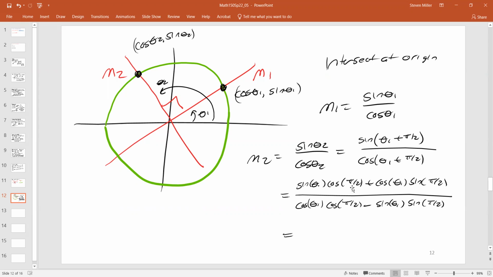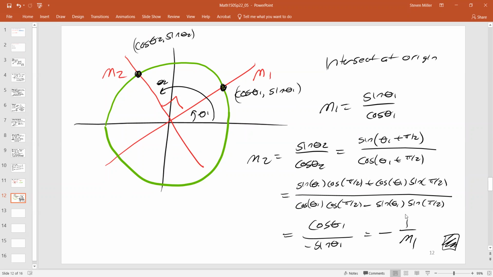So for the numerator, the cosine of pi halves vanishes. So this term is just going to be sine of pi halves, which is 1, times cosine θ1, so just cosine θ1. And then down below, cosine of pi halves is 0, so this term vanishes. Sine of pi halves is 1, so we get negative sine of θ1. Oh, well, that's just -1 over m1. And there's the product of the slopes is -1.